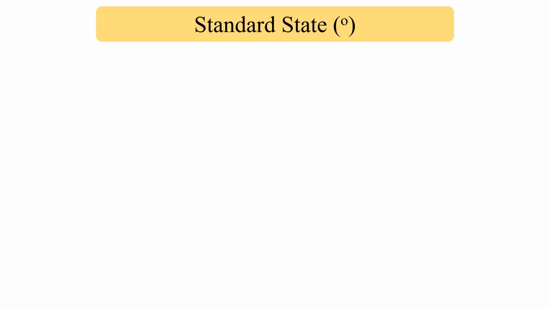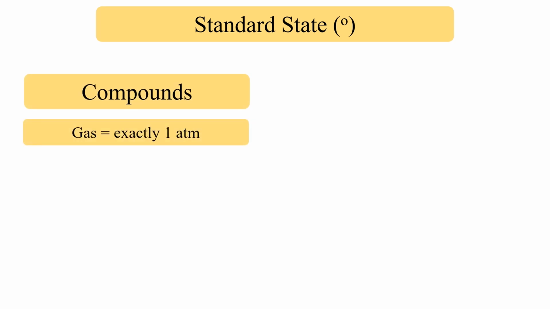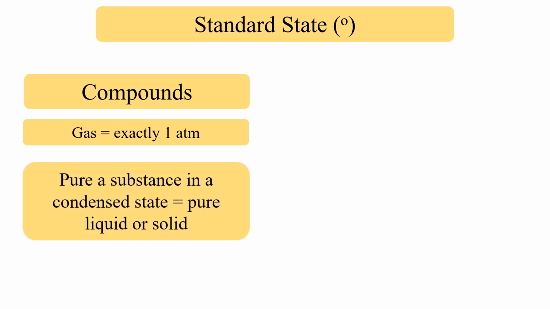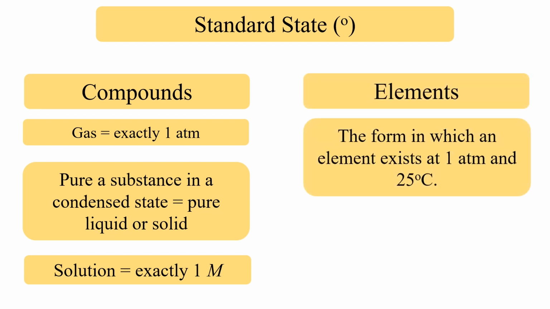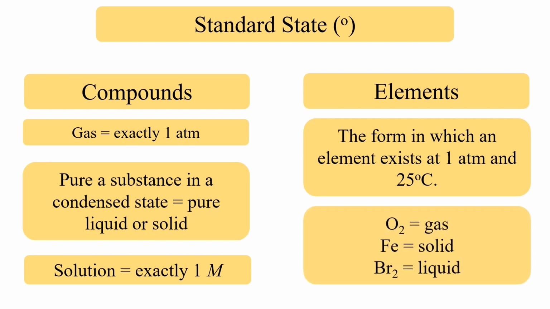The standard state is denoted by the degree symbol, and for compounds are exactly 1 atmosphere of pressure for a gas. For a pure substance in the condensed state, the standard state is the pure solid or liquid, and exactly 1 molar for a solution. For elements, the standard state is the form in which an element exists at 1 atmosphere of pressure and 25 degrees Celsius. For example, under these conditions, oxygen gas is in the gas phase, iron metal is in the solid phase, and bromine is in the liquid phase.